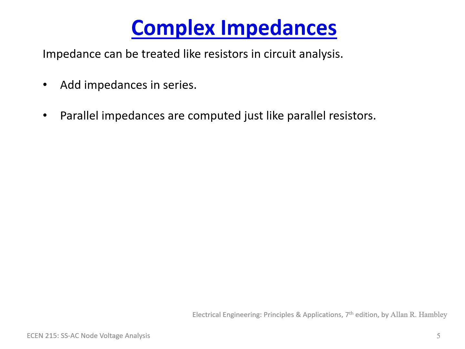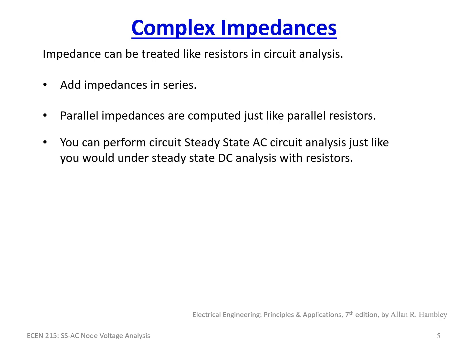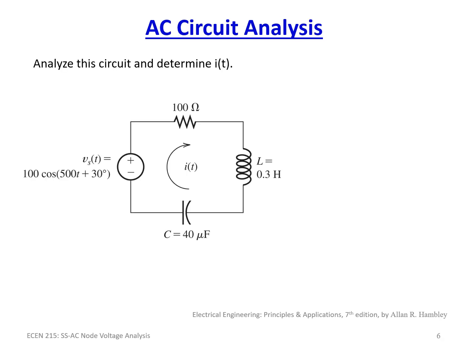So in parallel impedances, again, just like with parallel resistors, you go through the same mathematical process, one over the reciprocal, or in the case of just two impedances in parallel, it'll be Z1 times Z2 over Z1 plus Z2 would be the equivalent impedance there. You can also perform steady state circuit analysis just like you would with steady state DC analysis with resistors, but instead you're now working with impedances. And that's exactly what we're about to review now.